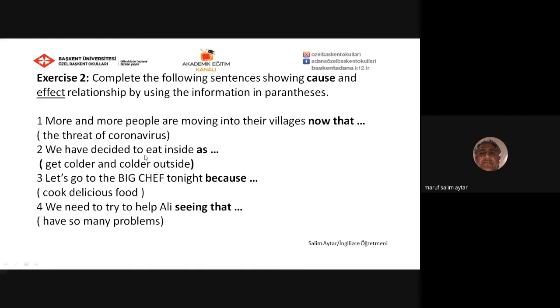They have decided to eat inside as, now I want a sentence, as... Number 3 says, let's go to the big chef tonight. Why? Because... there is a sentence needed here. Because blah, blah, blah. We need to try to help Ali. Why? Seeing that he blah, blah, blah, right?